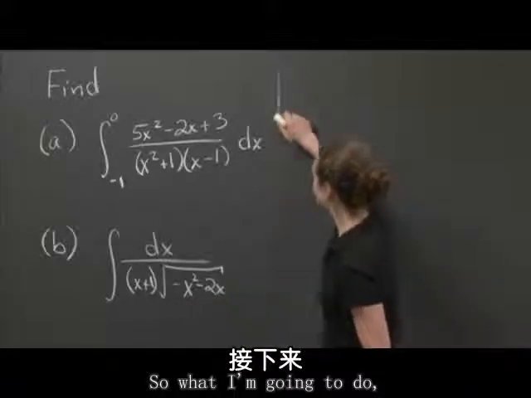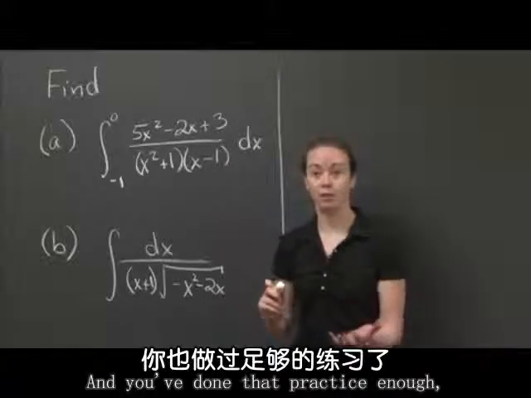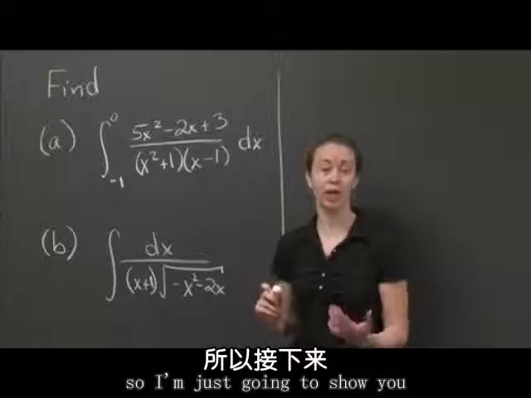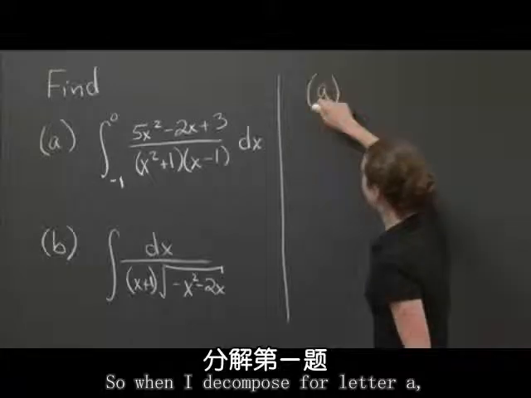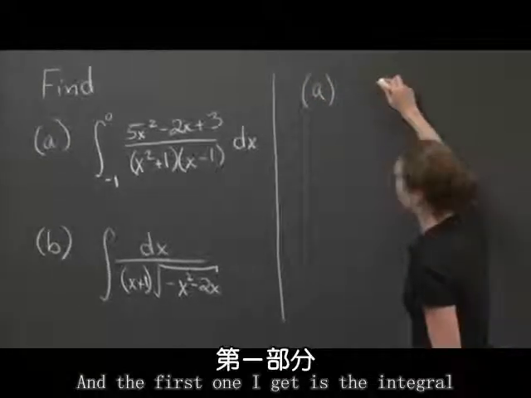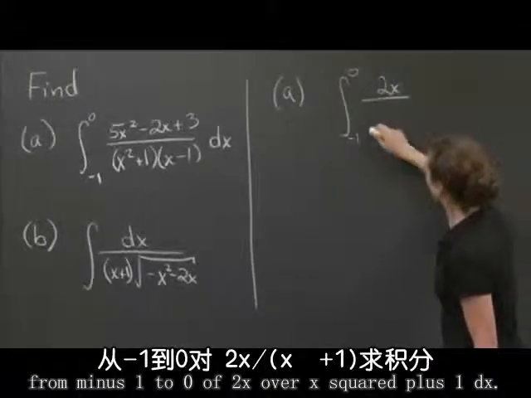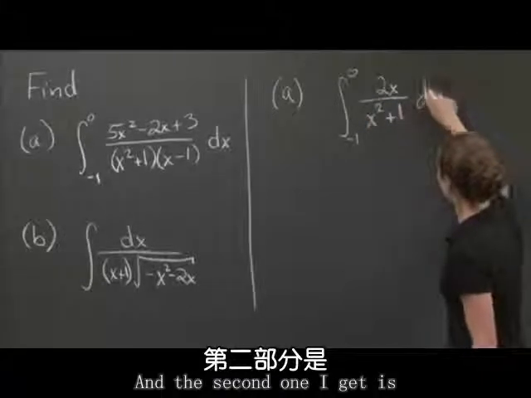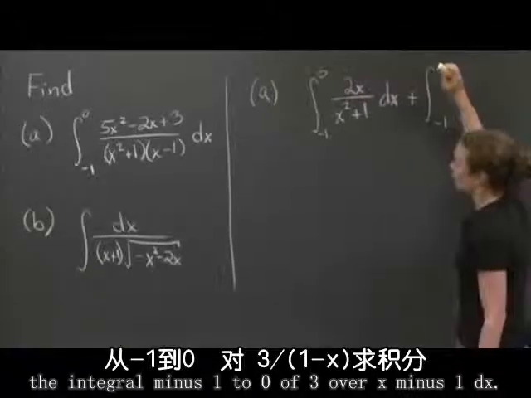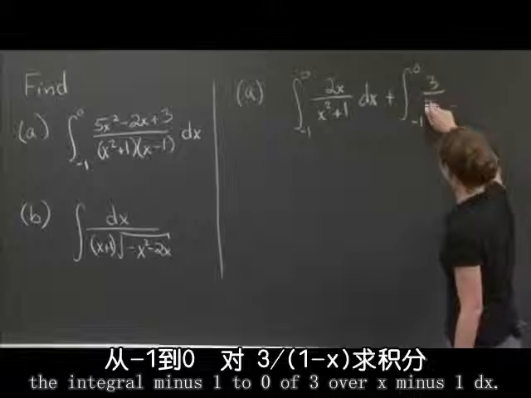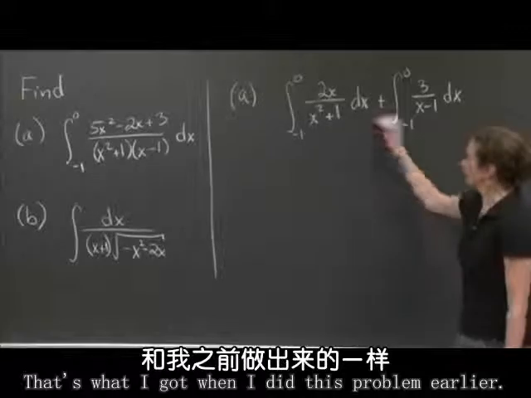So I'm going to decompose it without showing you how I did it. You've done that practice enough, so I'm just going to show you what I got, and we'll go from there. When I decompose for letter A, I actually get two integrals. The first one is the integral from -1 to 0 of 2x over x squared plus 1 dx. And the second one is the integral from -1 to 0 of 3 over x minus 1 dx. Let me just double check. Yes, that's what I got when I did this problem earlier.